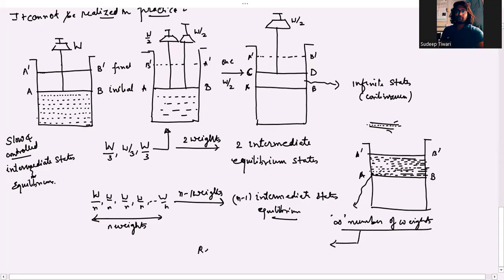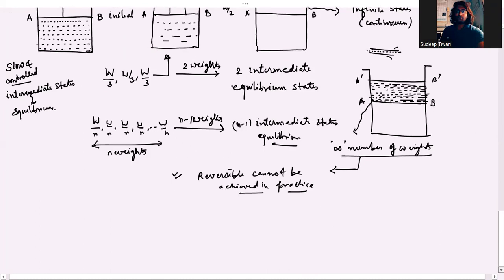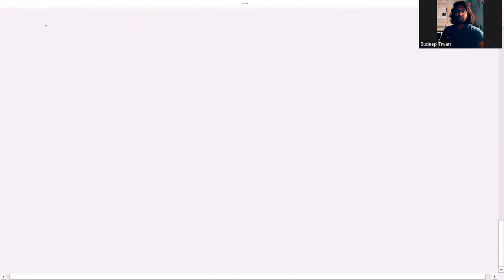So clearly, a reversible process can only be idealized. It cannot be achieved in practice. This is the first thing that you should understand. It cannot be achieved in practice. Okay. Another example is a simple pendulum.